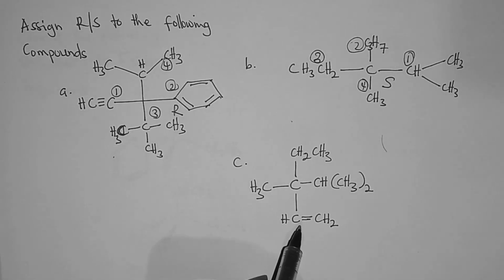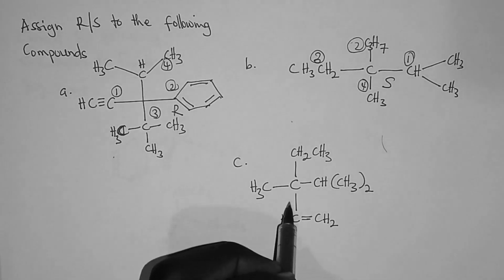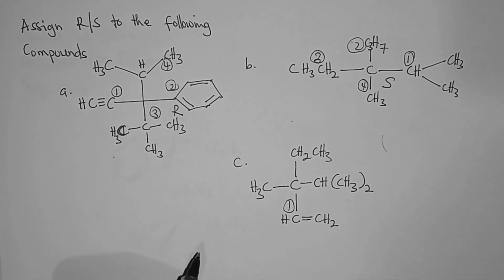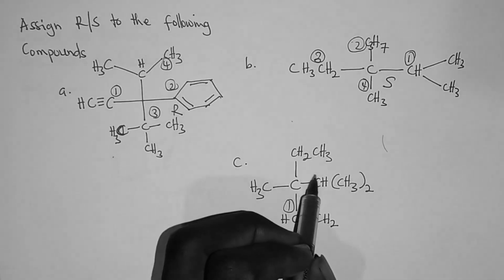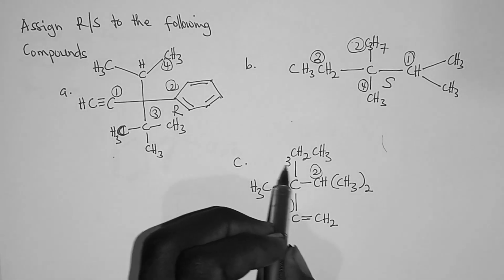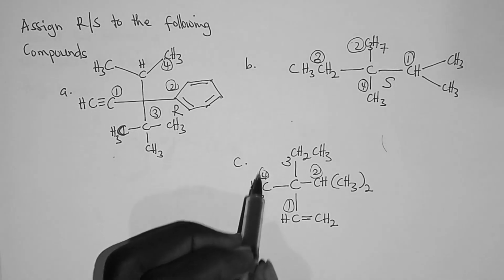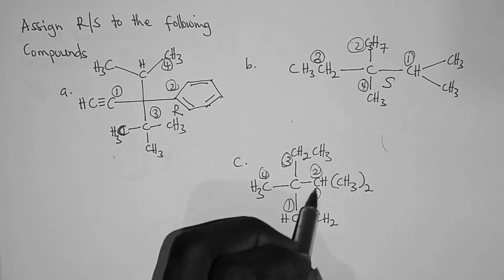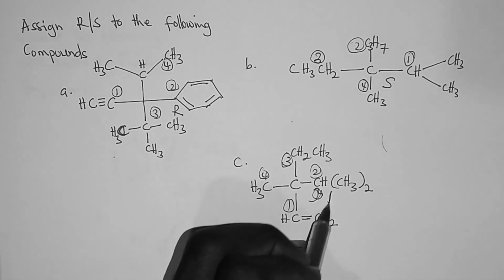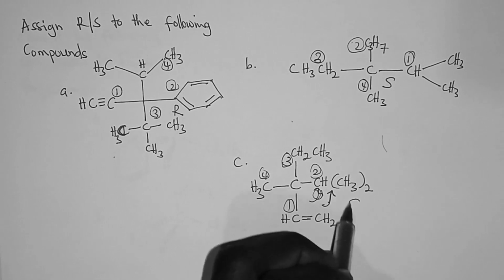Let's come to the side. So we give precedence to a double bond over a single bond. So therefore, this is carbon number 1. This is 2, and this is 3, and then this is 4. So you see that this one too is moving in this direction. Therefore, this is also an S.